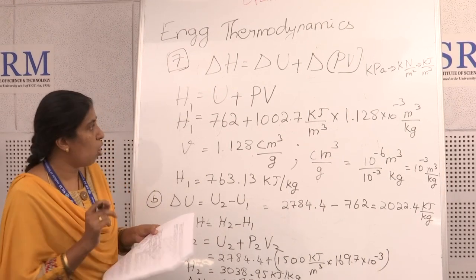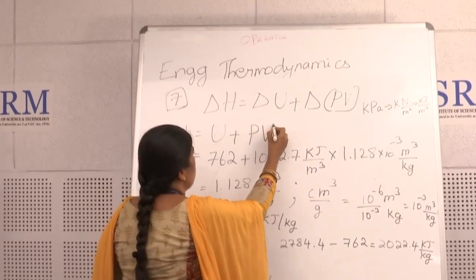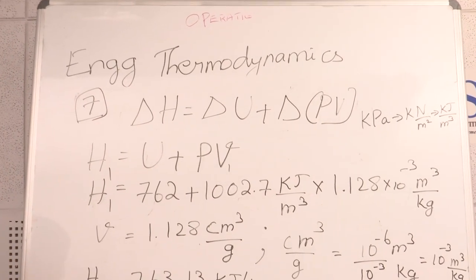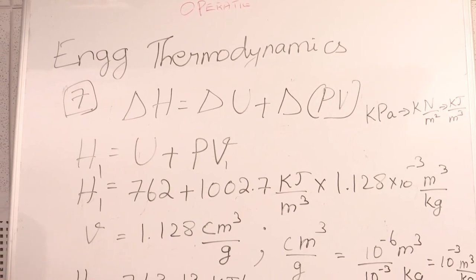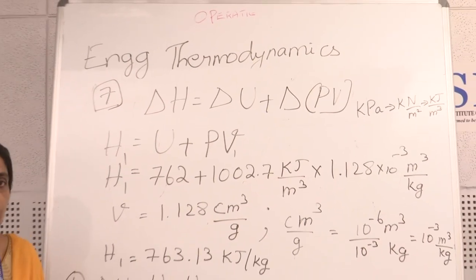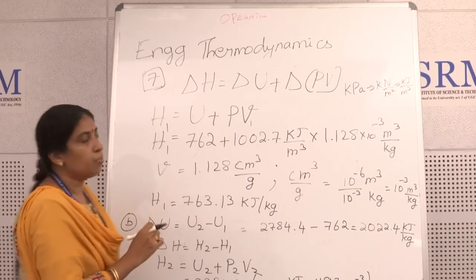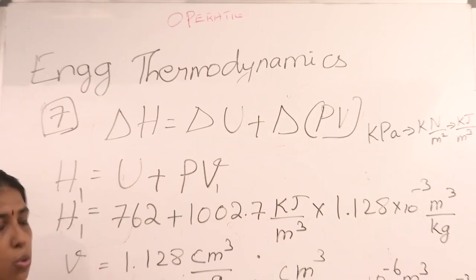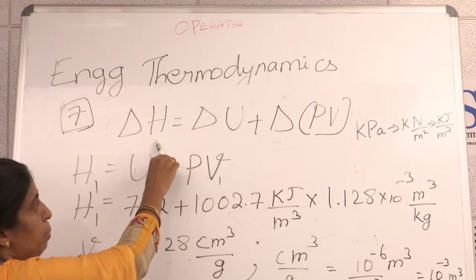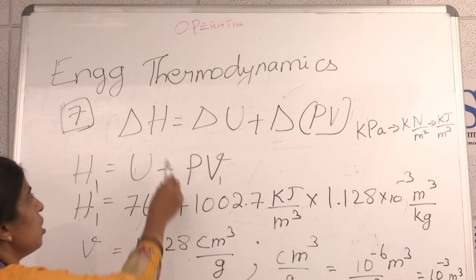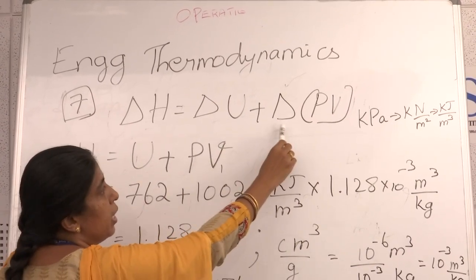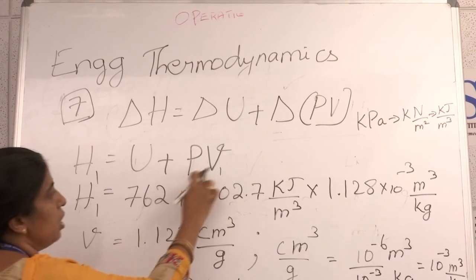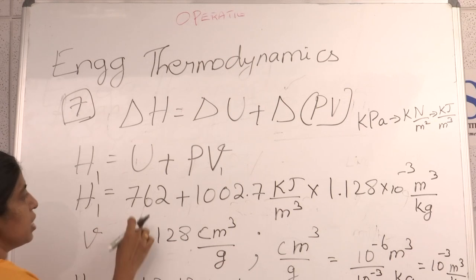Specific volume means small v, I would have written here. So specific volume V1 is 1.128 centimeter cube per gram. What is its enthalpy? That is the first part of the problem, so let us solve the first part. We know that delta H is equal to delta U plus delta PV. As per the first law, the enthalpy can be related to internal energy using this equation, delta H is equal to delta U plus delta PV. In the question, internal energy is given, pressure is given, and specific volume is also given.